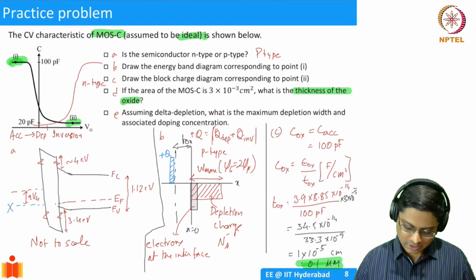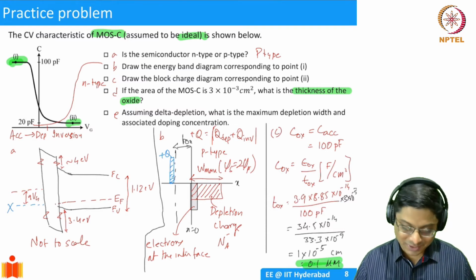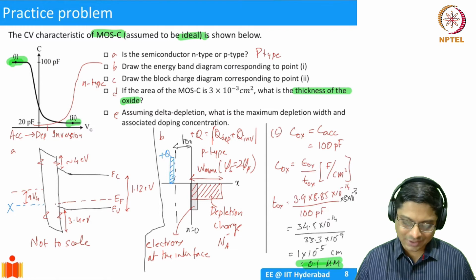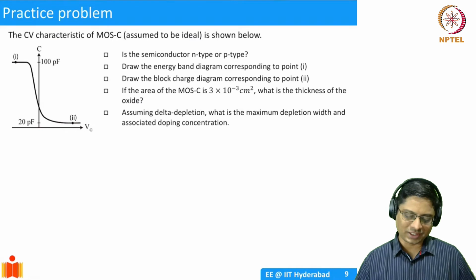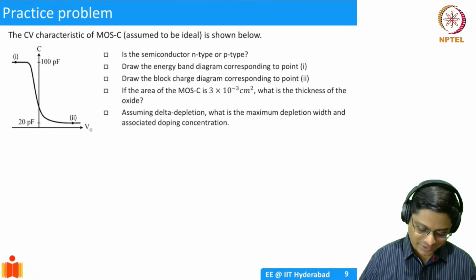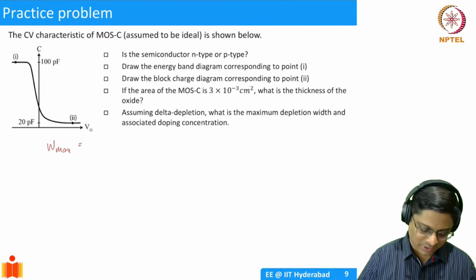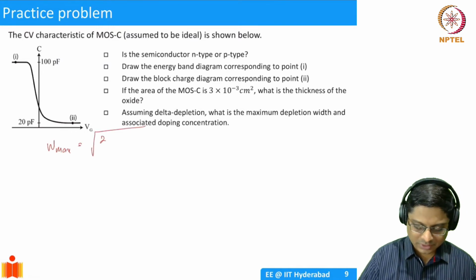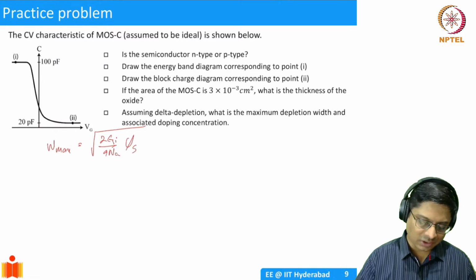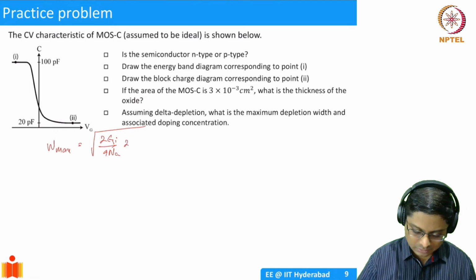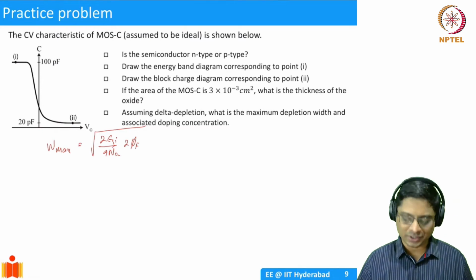Okay. And the last question is, assuming delta depletion, what is the maximum depletion width and the associated doping concentration? So how will we find the depletion width, right? Maximum depletion width, I can call it W max. Sometimes we are very, very familiar now. Well, you can write 2 epsilon silicon divided by Q times Na into phi S, right? And I know the phi S is basically 2 phi F now. That's it. I can calculate what is maximum depletion width, right?